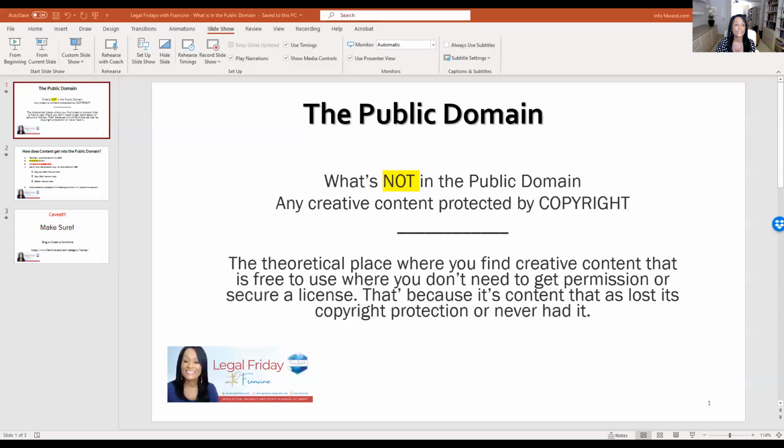Let's talk about what it is and how items get there and what you should be thinking about when you consider using content that may or may not be in the public domain. So I like visuals, so let's take a look.